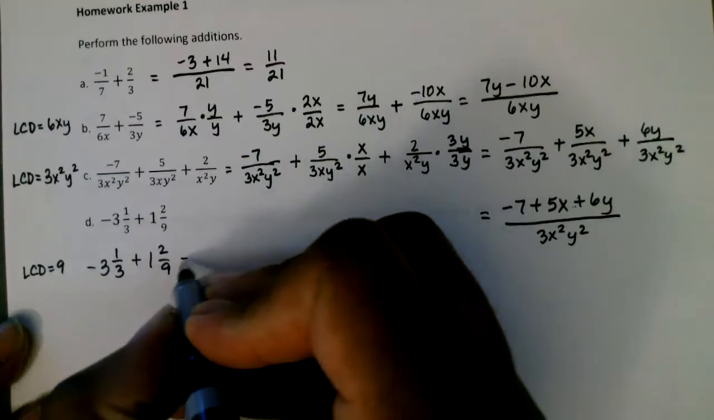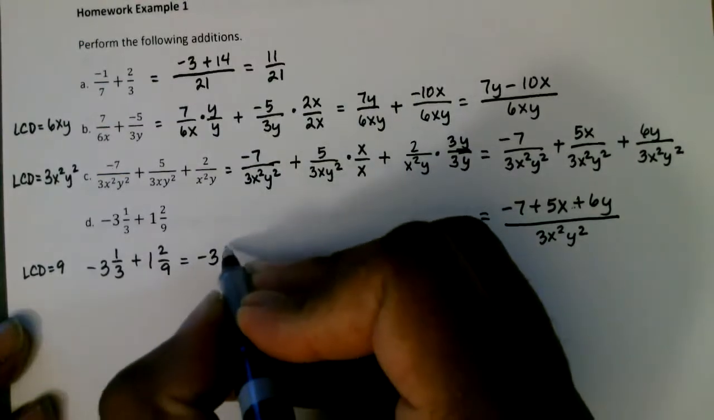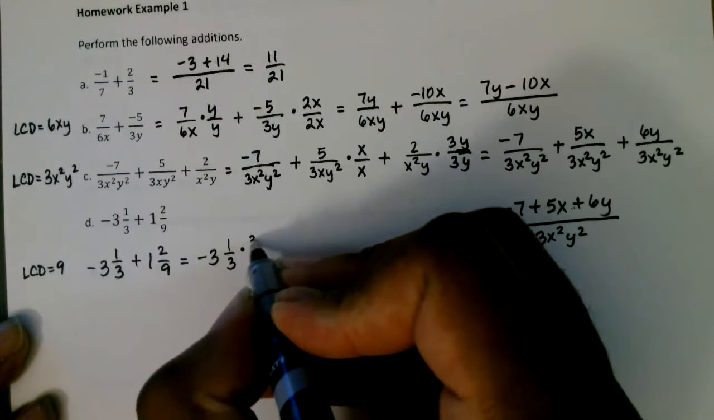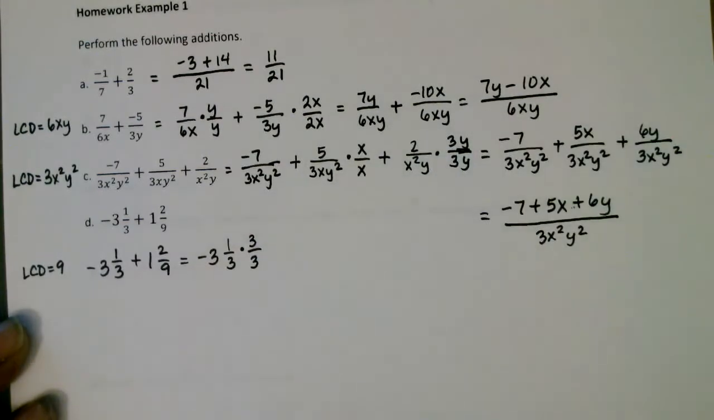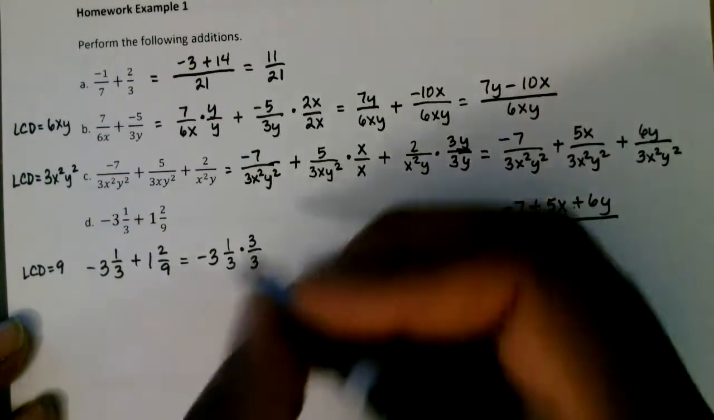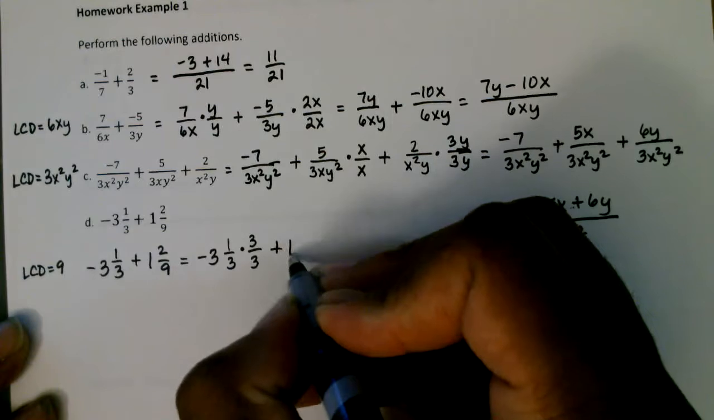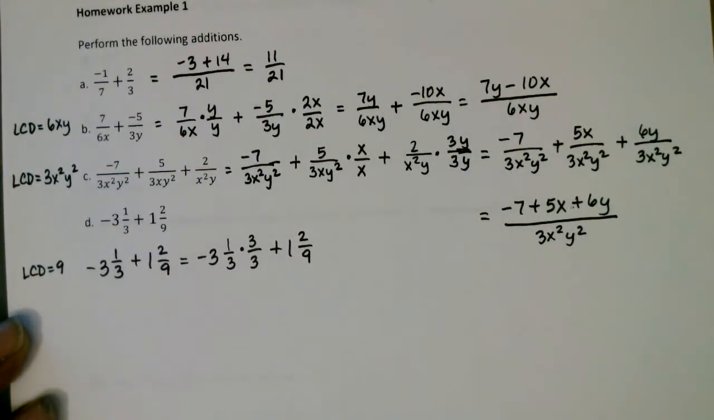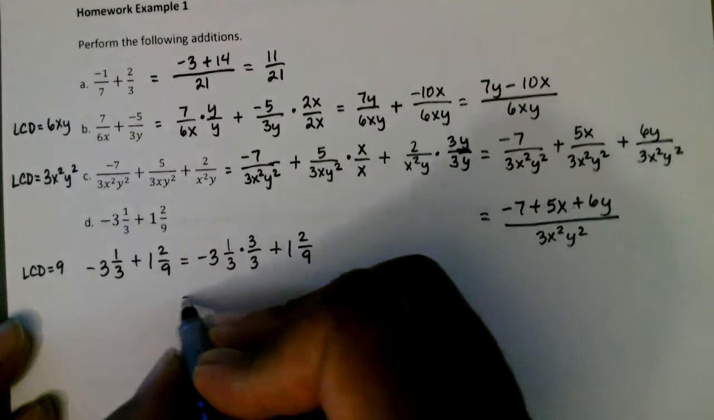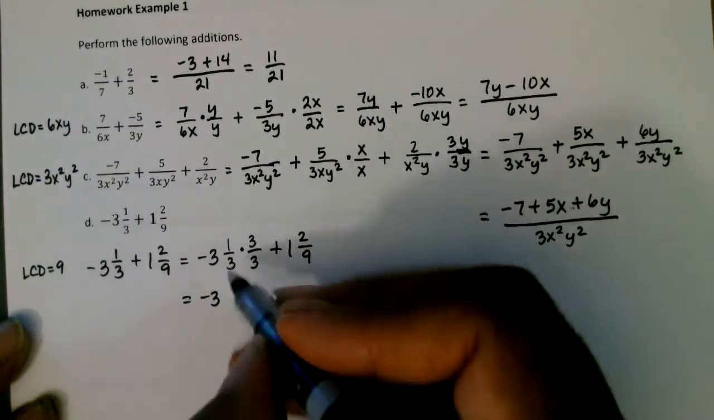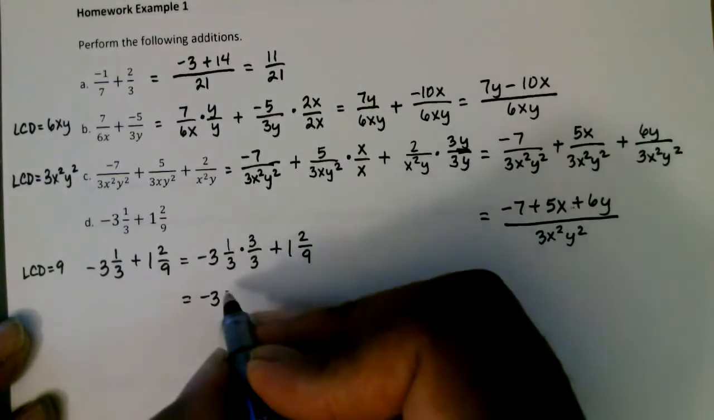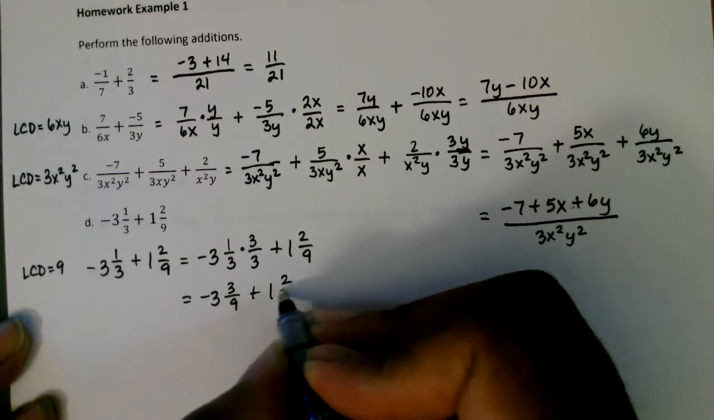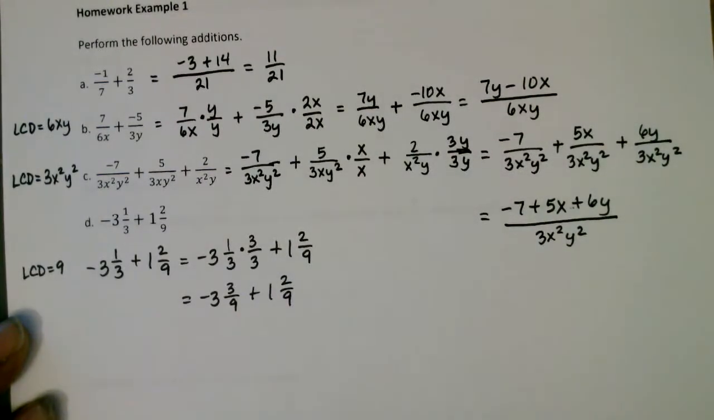Now for the -3 1/3, I'm going to bring the -3 over. That 1/3, if I want that denominator to be a 9, I need to multiply both the numerator and the denominator by 3. And then plus, well, I've got the 9 in the denominator for the 1 2/9, so I can go ahead and bring that over. So if I write down my -3, 1/3 times 3 over 3 will be 3/9 plus 1 2/9.